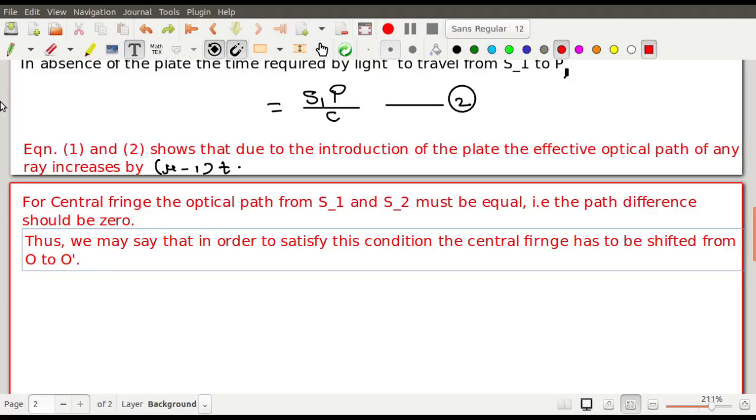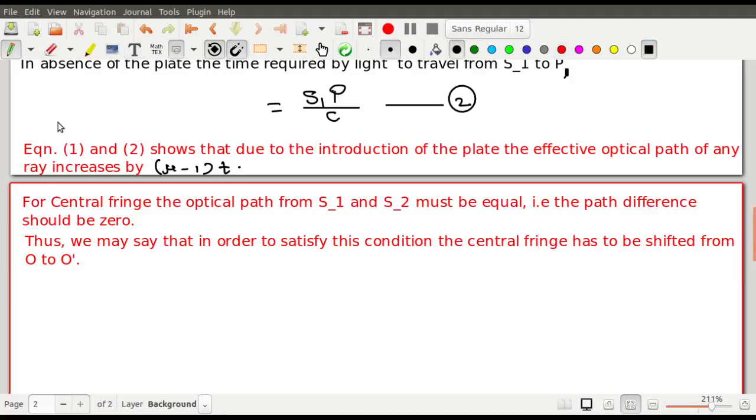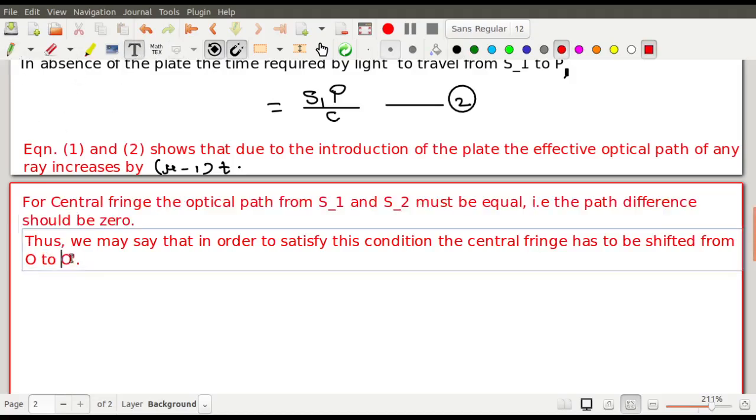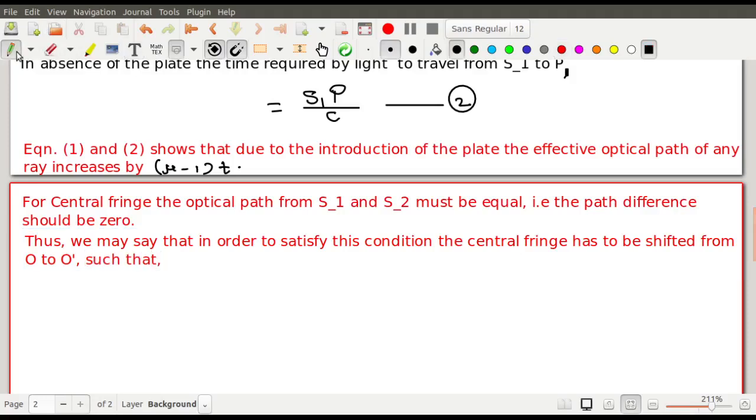In order to satisfy this condition, the central fringe has to be shifted from capital O to capital O dash, such that... শেষ হয়নি এখনো, such that, কেন এই শিফটটা করতে হবে সেন্ট্রাল ফ্রিঞ্জের জন্য? Such that, once I write the equation you will understand. Such that, right? So what is the distance from S1 to O dash?